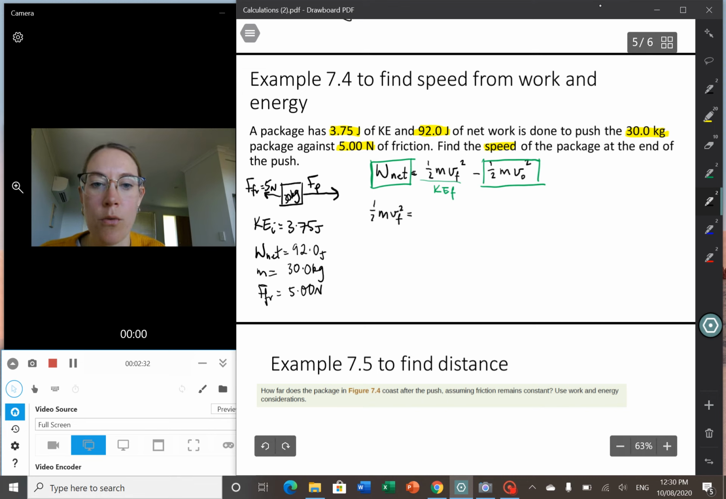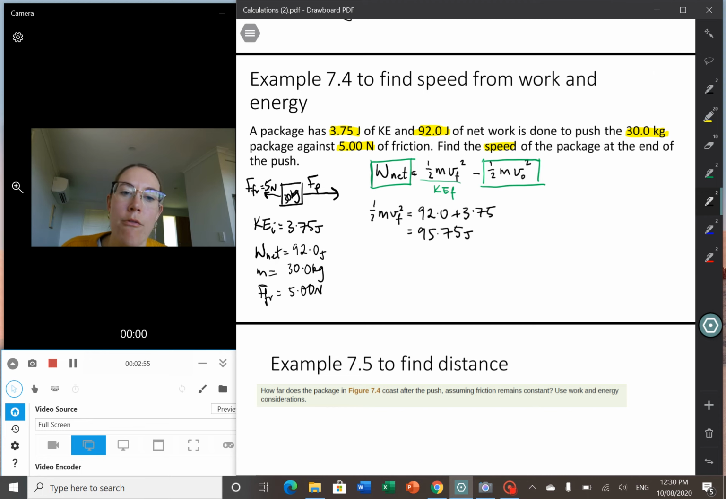So that will be equal to the net work done, 92 newtons, plus the initial kinetic energy, 3.75 joules. Did I say newtons? I meant joules. Which will be 95.75 joules. And now we can rearrange that to isolate our final speed.